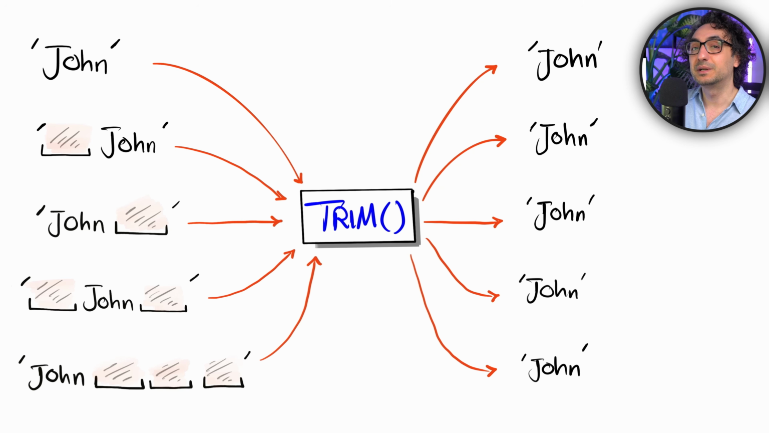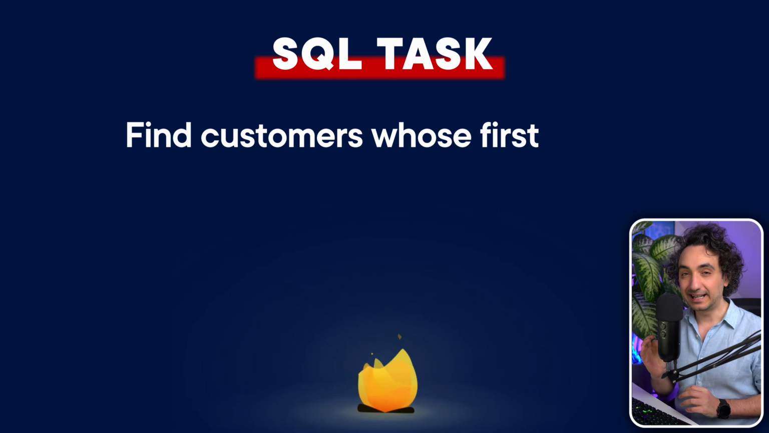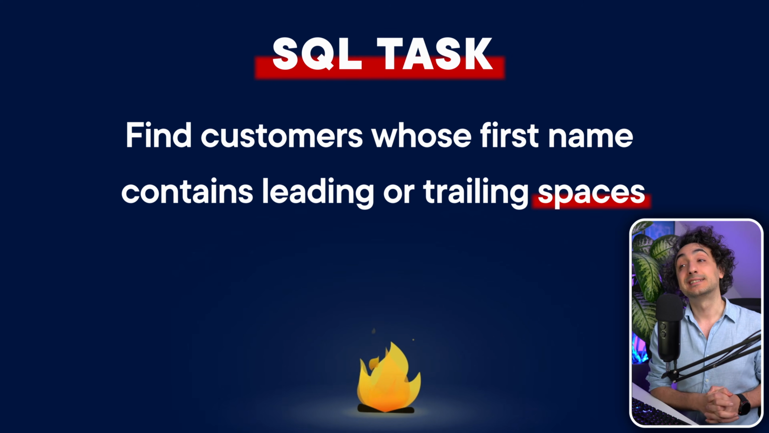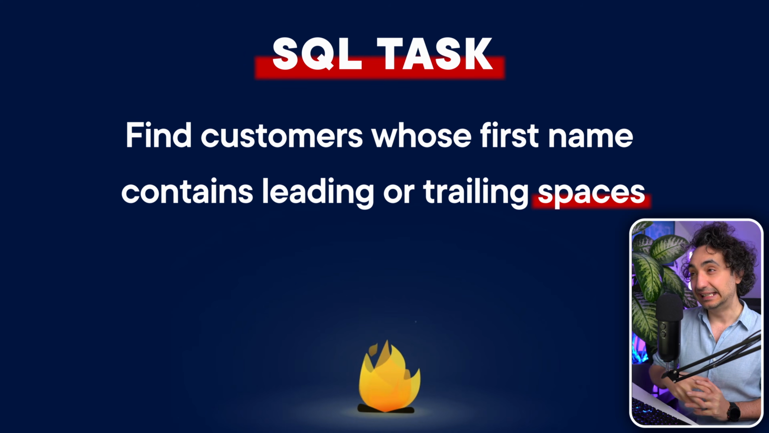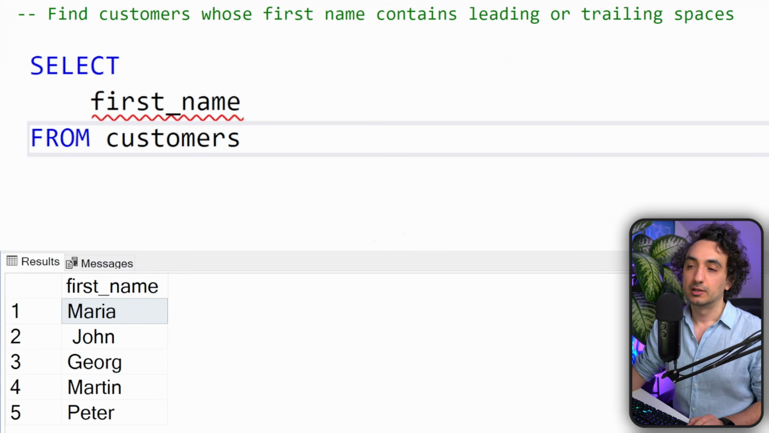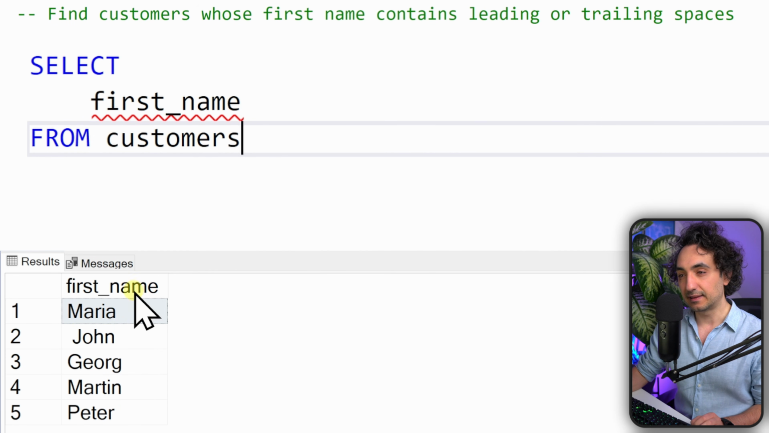So this is how the trim works. And now let's go back to SQL in order to find out whether we have any spaces. Okay, so now we have a very tricky and interesting task. It says find the customers whose first name contains leading or trailing spaces. So now by looking at those values, we have to find any spaces inside the customer's name.